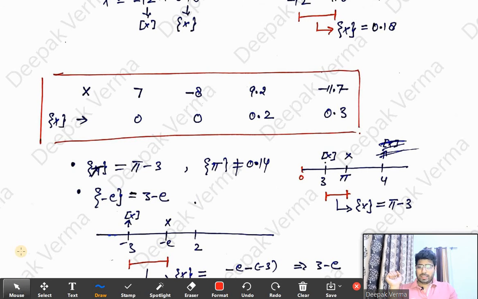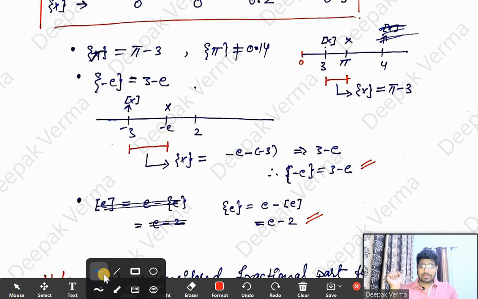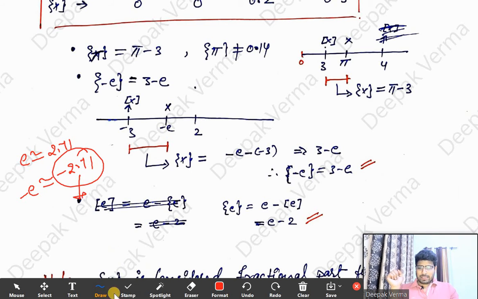Remember this. Now what if I say the fractional part of minus e? We know that the value of e is approximately 2.71. So now here we have minus e, which means approximately minus 2.71. So we can say that minus e lies somewhere between minus 3 and minus 2. This is the number and its box will be minus 3. Got it?